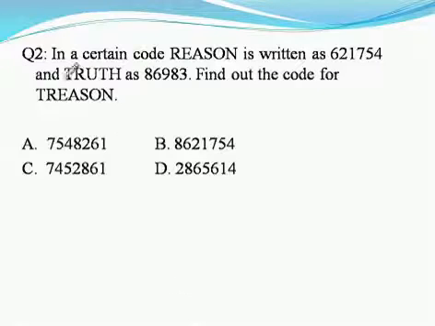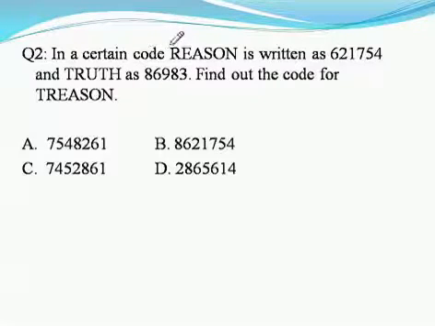The next question is, in a certain code, REASON is written as 621754 and TRUTH is written as 86983. Find out the code for TREASON. In this case, REASON is encoded like this, TRUTH is encoded like this. We need to find out the code for TREASON.